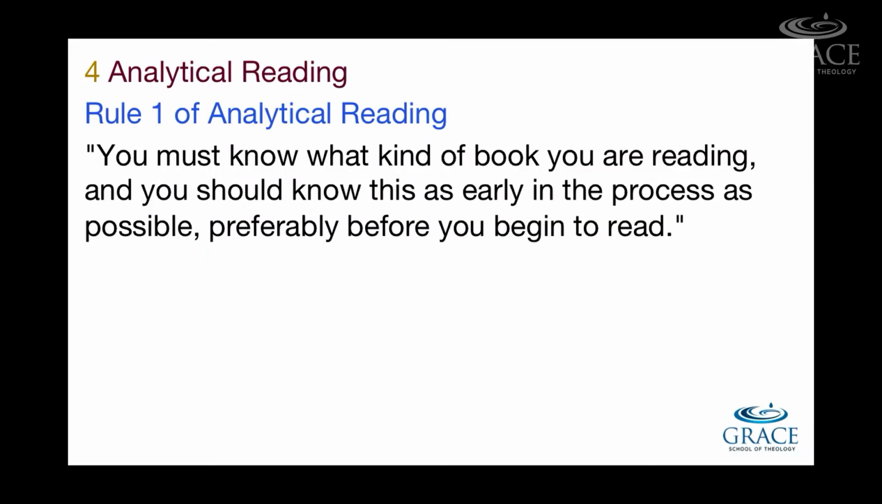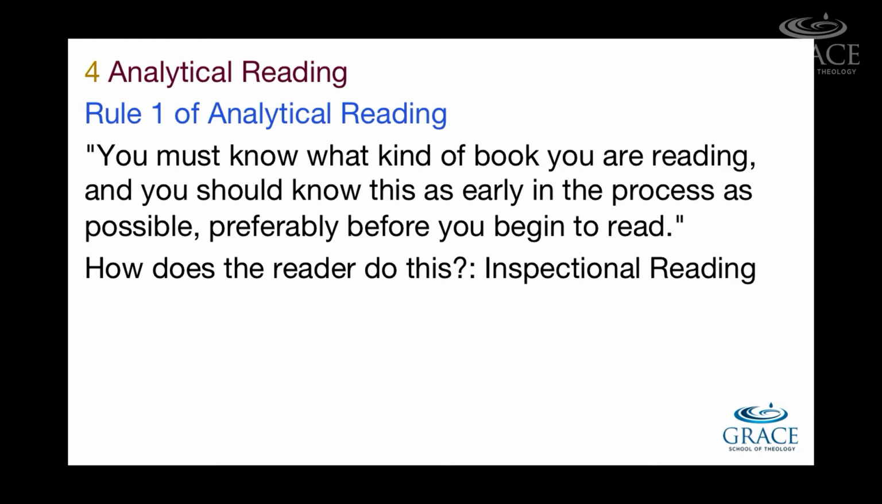Adler lays out 7 rules of analytical reading. The first rule: you must know what kind of book you're reading. And you should know this as early in the process as possible, preferably before you begin to read. Well, how do you do this? Well, that's inspectional reading that we talked about, the third level of reading. Remember, pre-reading or skimming, and then superficial reading. And so when you read a book of the Bible, for example, you need to know, what kind of book is this? What type of literature am I reading here?